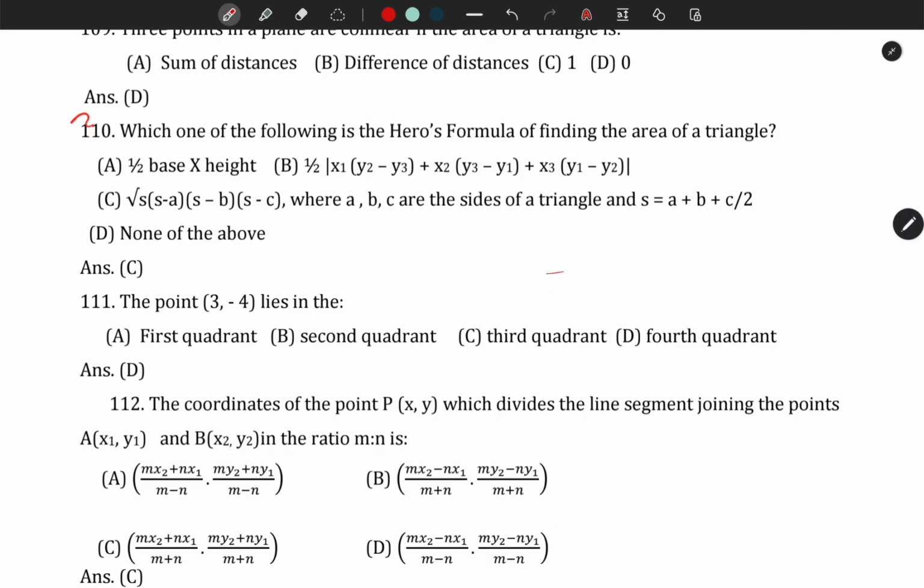The next question, which of the following is Hero's formula to find the area of a triangle? We know Hero's formula is given by this: area of a triangle equals root over s into s minus a, into s minus b, into s minus c, where a, b, c are the sides of the triangle, and s is called the semi-perimeter, because perimeter means a plus b plus c, and we are dividing by 2. So this is the correct answer.